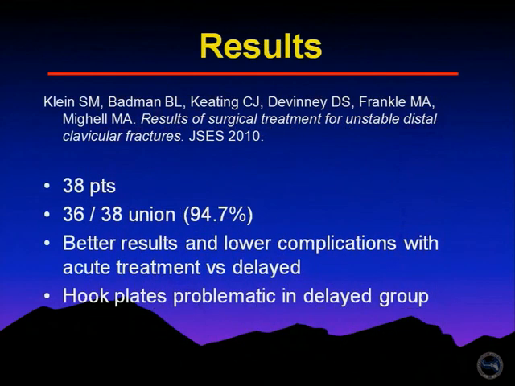What are the results of distal clavicle fractures? Well, they're pretty good. This is a study just published in this month's Journal of Shoulder and Elbow Surgery, as one example. 38 patients, all treated surgically. Some were treated with hook plates, some with a standard plate. 36 out of 38 went on to union. They had better results and lower complications in those that underwent acute treatment versus delayed. They used hook plates in some of the delayed group, had more problems with this, and recommended against using a hook plate in a delayed situation, but perhaps in an acute situation the results were okay.